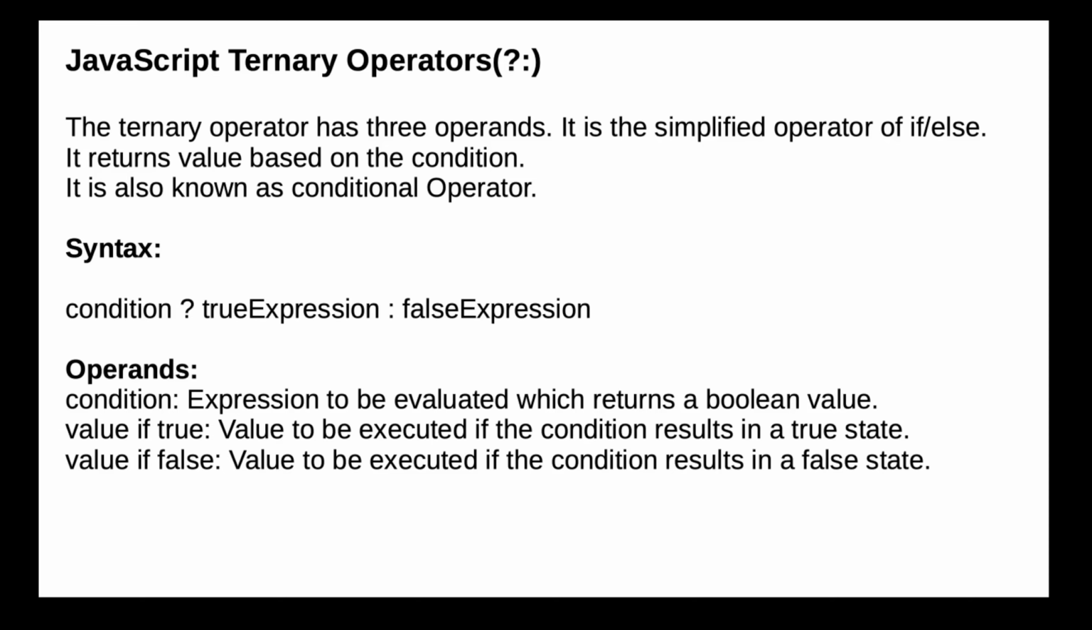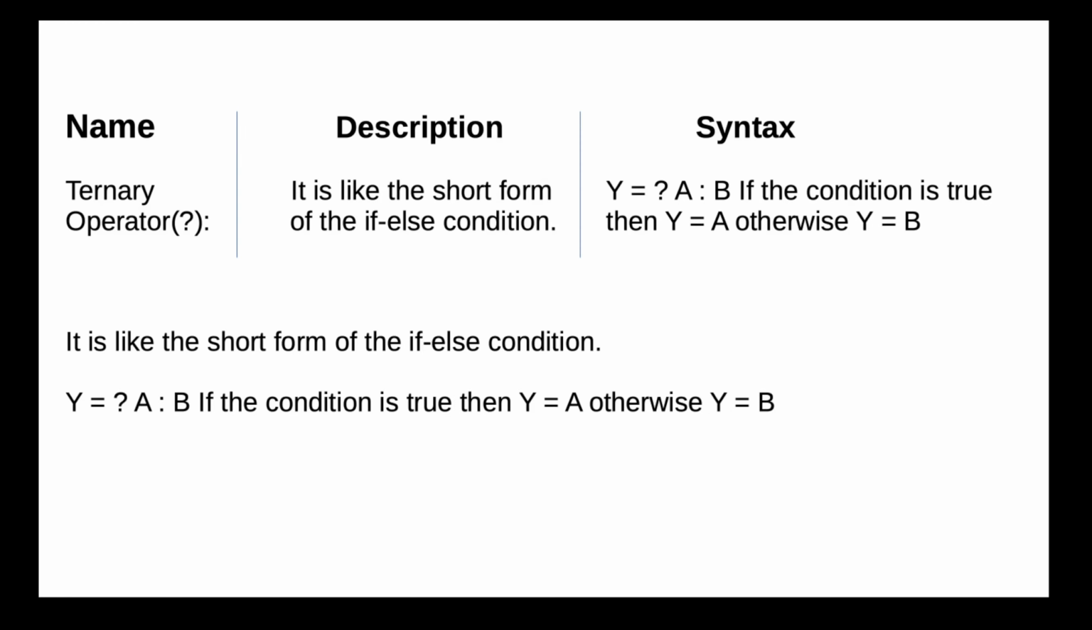So here operands are first condition, expression to be evaluated which returns a boolean value, and value if true, so value to be executed if the condition results in a true state. Value if false, value to be executed if the condition results in false state. So here the ternary operator is like the short form of the if else condition. By using the syntax of the ternary operator, we can check the value is true or false.